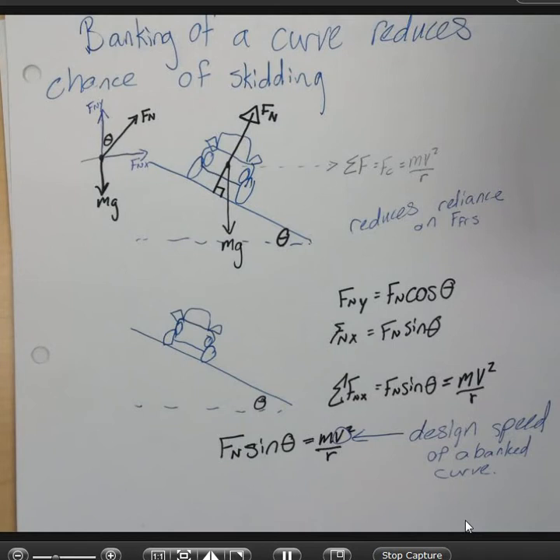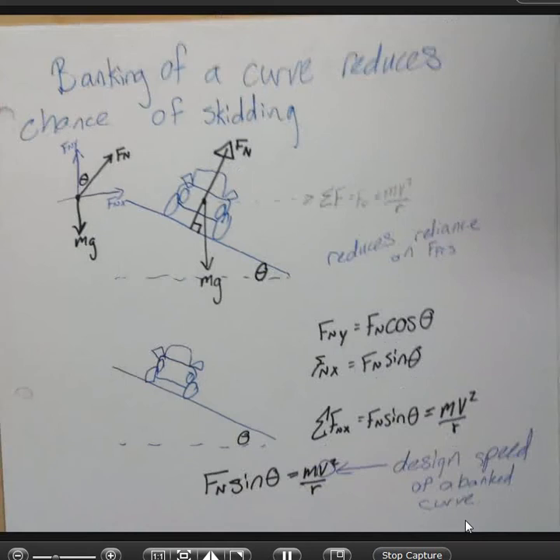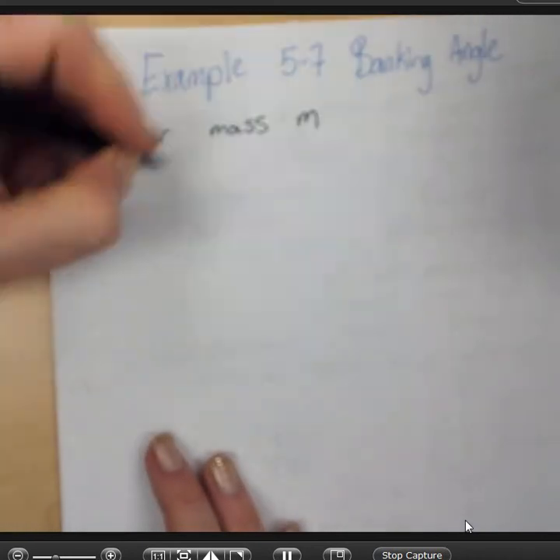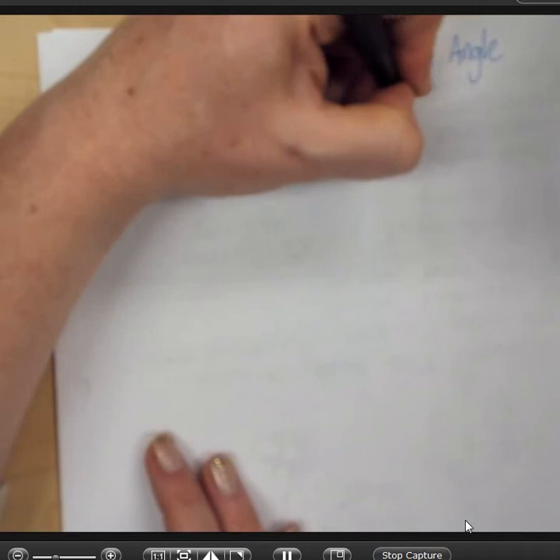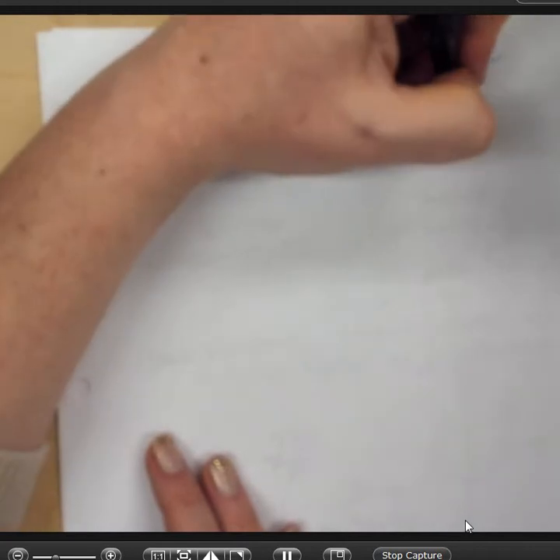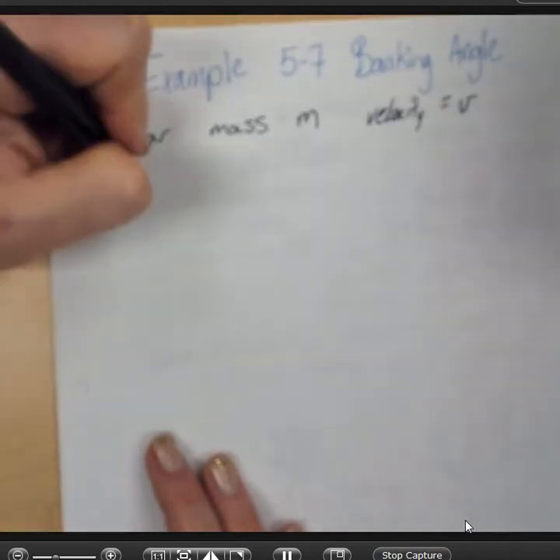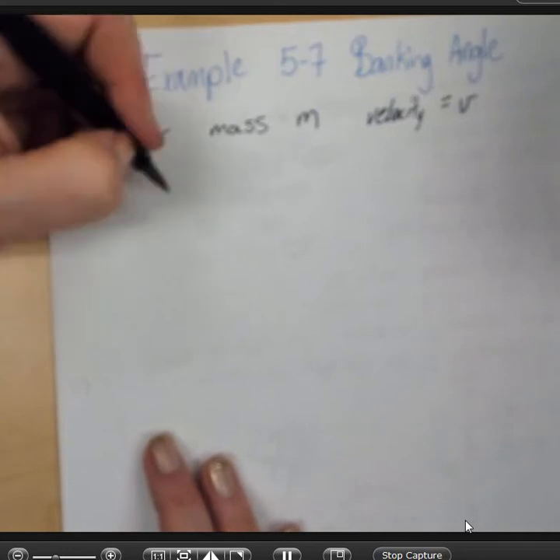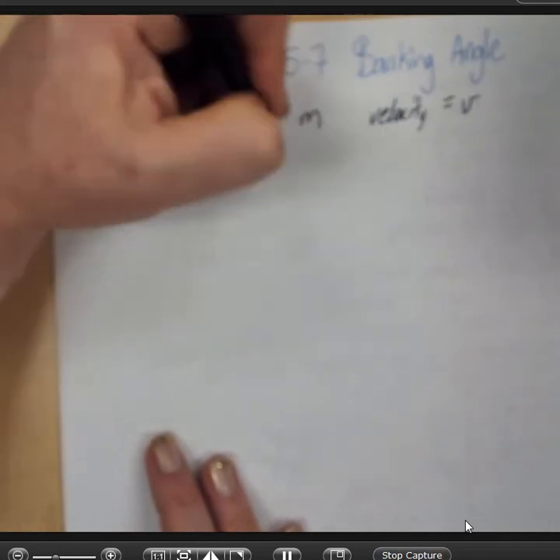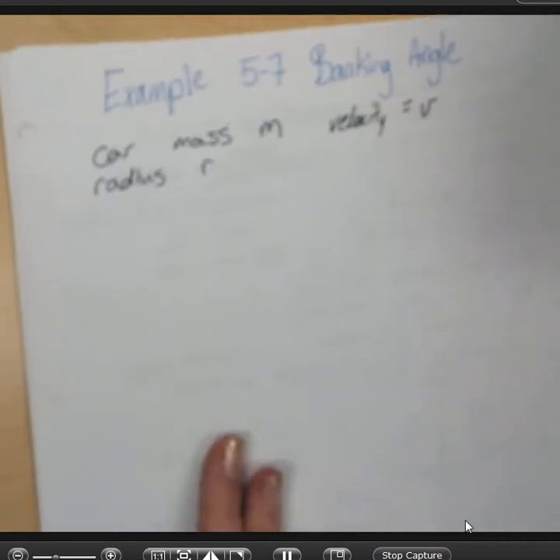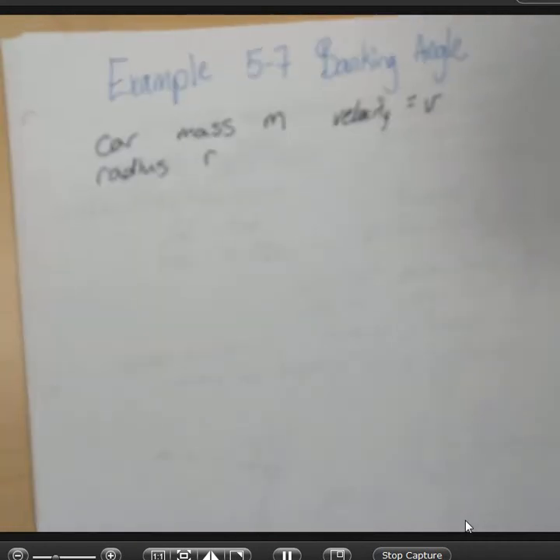So we're going to take a look at example 5.7, which is banking an angle. So example 5.7 for banking an angle, we assume that we have a car with a mass of m, a velocity or tangential speed of v, and a radius of a turn r. So these are all variables. We don't actually have numbers for them. So that means that we're going to be solving using variables only.